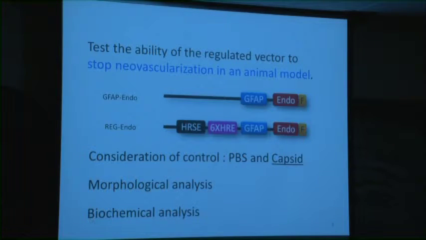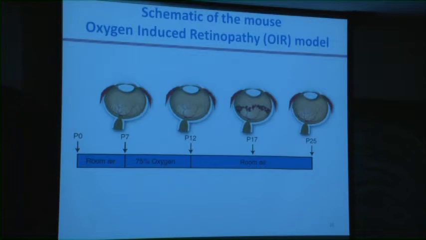So I'm going to talk a little bit about the morphological analysis and the biochemical analysis. We used a model that's probably very familiar to everybody in this audience, and that's the oxygen-induced retinopathy mouse model. You take young mice with their mother at P7, you put them in high oxygen, you take them out at P12, and you leave them in room air, and you get this huge growth in vascular tufts in the region of the peripheral retina, and you have vascular degeneration in this area of the central retina.